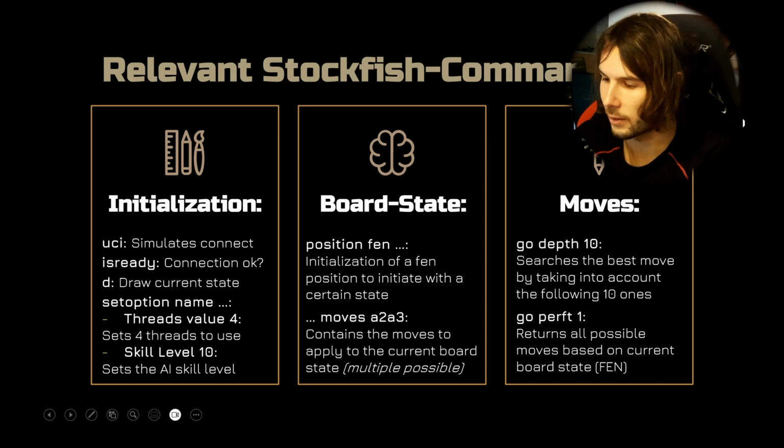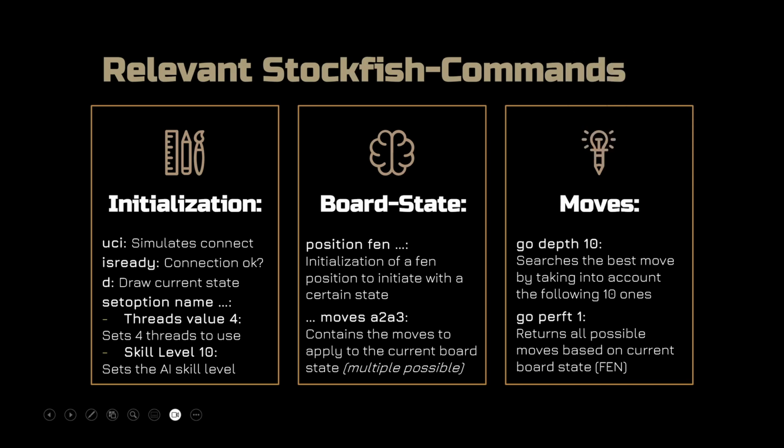And now let's move my camera out of the way a little. And the last part is how we can get the best moves and stuff like this. So we have the moves here. We search for the best move by taking into account the next 10 moves if we use the go depth command. And if we say go perft 1, it returns all the possible moves based on the current board state, so the FEN string. So I hope you got a quick overview of what Stockfish and FEN is about and why I chose this combination.